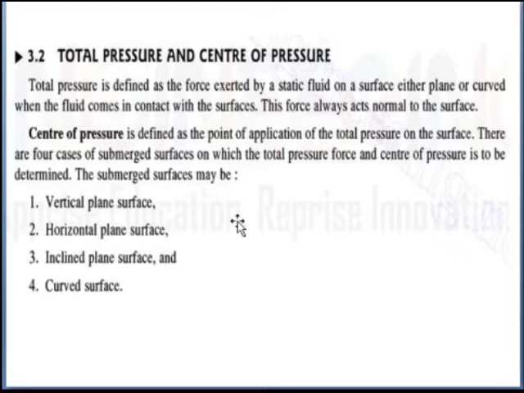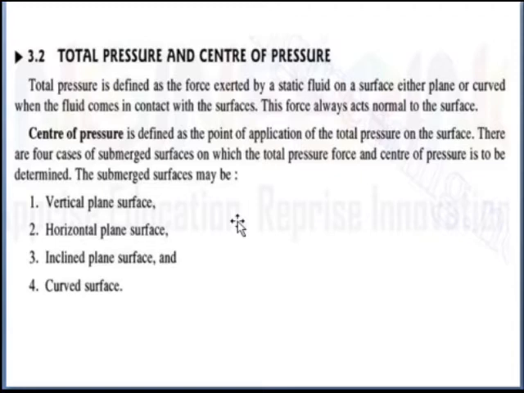Already we have seen these two terms in the previous lecture. Before going further, we will revise these two terms once again. First is the total pressure. Total pressure is nothing but the force exerted by the static fluid on the surface, either plane or curved, when the fluid comes in contact with the surface. This force acts normal to the surface. And what is the definition of center of pressure? Center of pressure is the point of application of the total force or the total pressure on the surface.